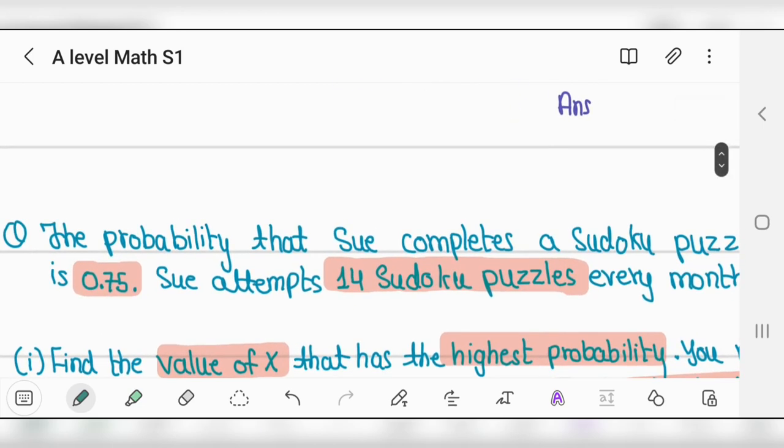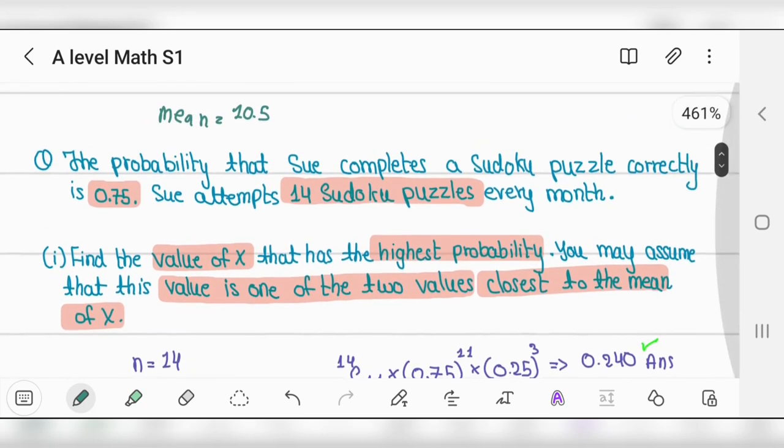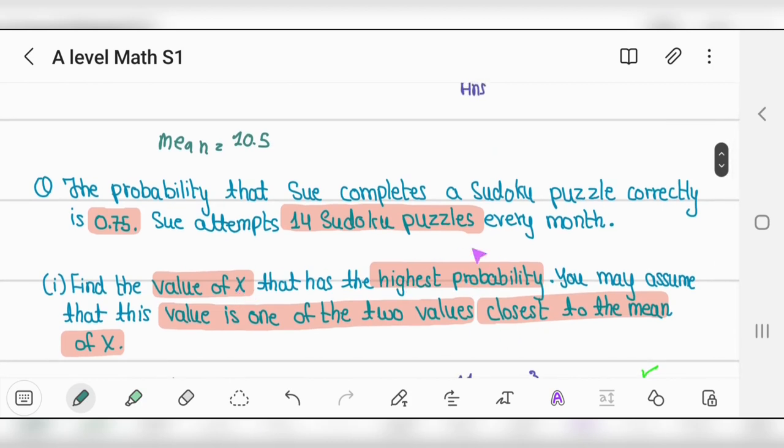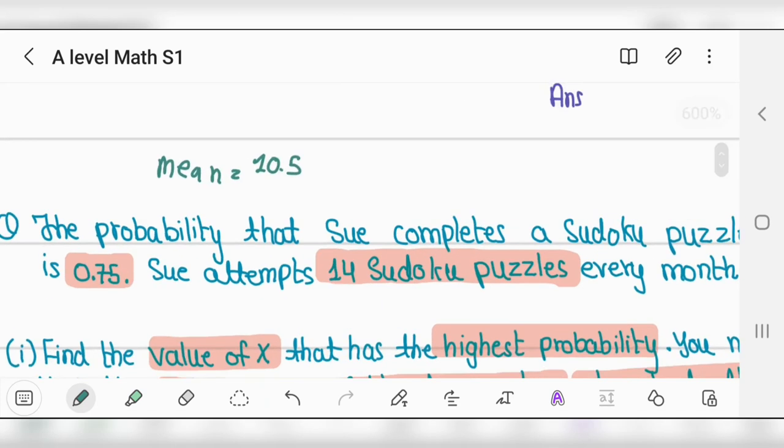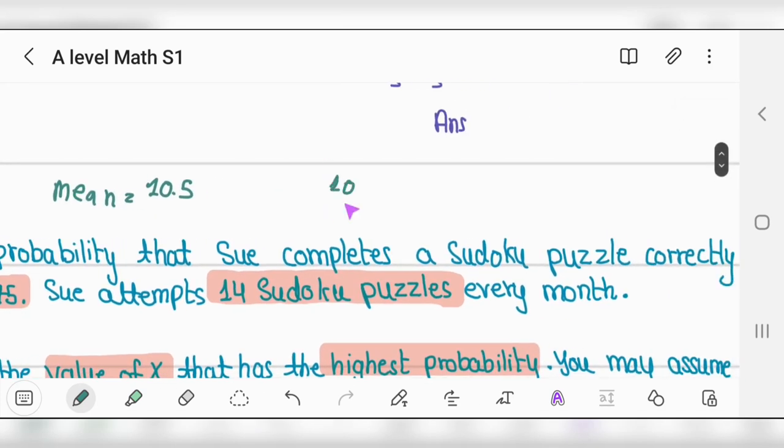So finding the mean, I just do it directly: 0.75 multiplied by 14. So it's going to be 10.5. They're saying to find the value of x that has the highest probability. You may assume that this value is one of the two values closest to the mean of x. So either it is 11 or it is 10.